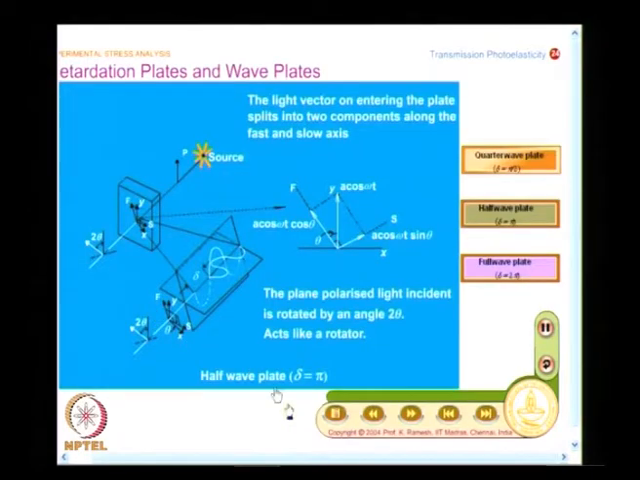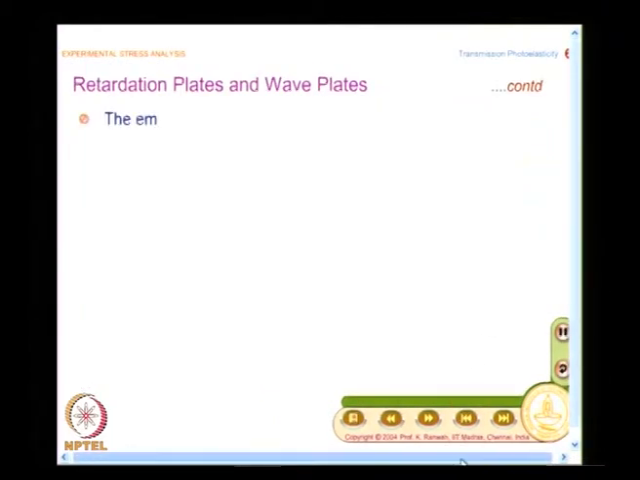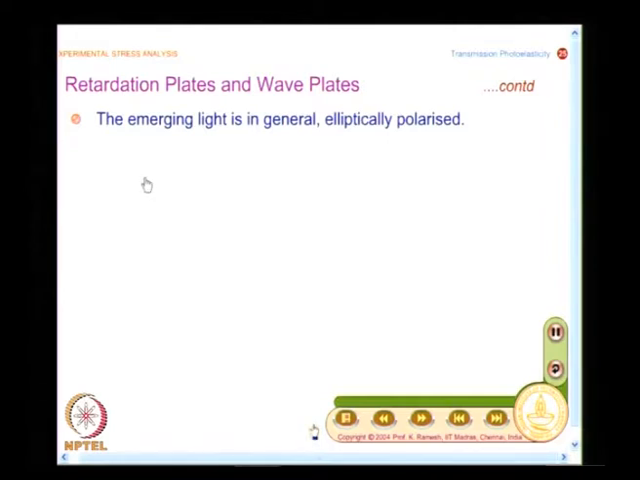So, what you have here is in a half wave plate I have delta equal to pi, in a quarter wave plate delta equal to pi by 2, and a full wave plate delta equal to 2 pi. And let us summarize these concepts, which are also summarized in this slide. The first observation is when I have a crystal plate, even when I send a linearly polarized light impinging on the crystal plate, the emerging light is in general elliptically polarized. So, that is the general observation number 1.